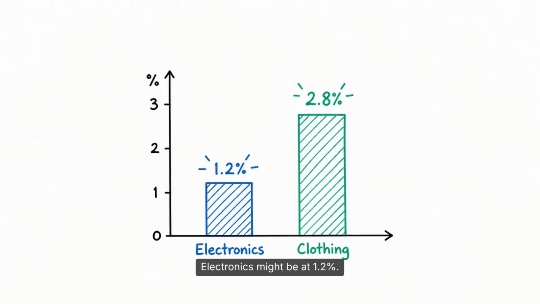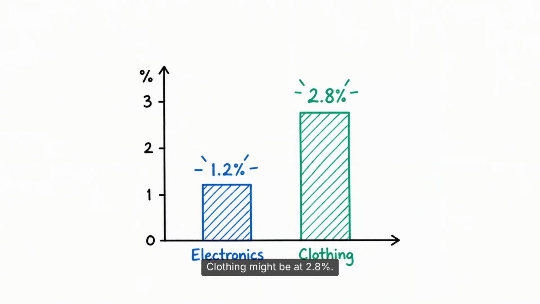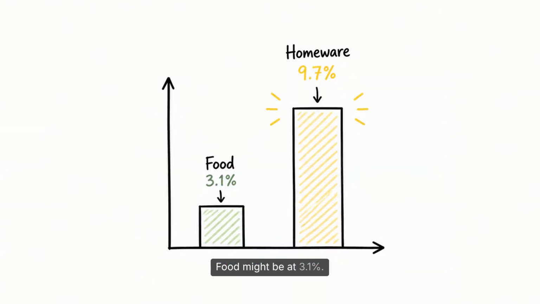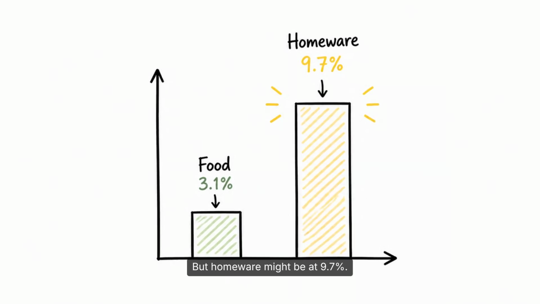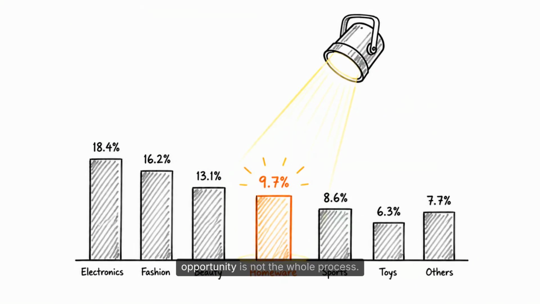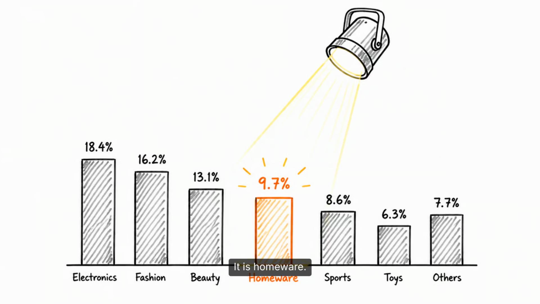Electronics might be at 1.2%. Clothing might be at 2.8%. Food might be at 3.1%. But homeware might be at 9.7%. Now you know the real improvement opportunity is not the whole process, it is homeware.